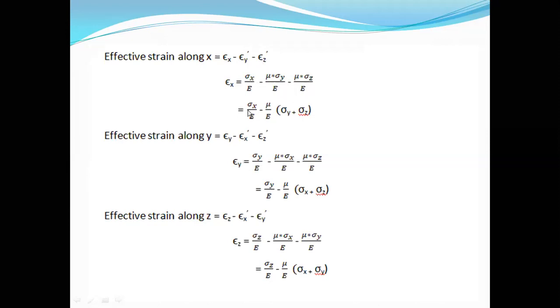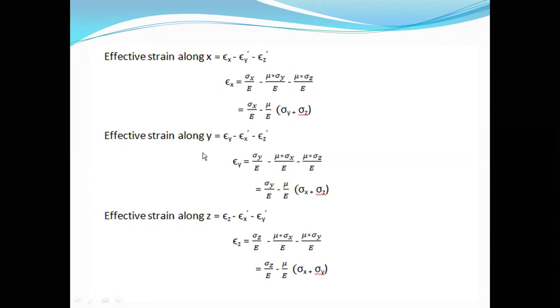If I simplify this formula by taking mu by E as common, the formula is going to be simplified to sigma x by E minus mu by E into sigma y plus sigma z.